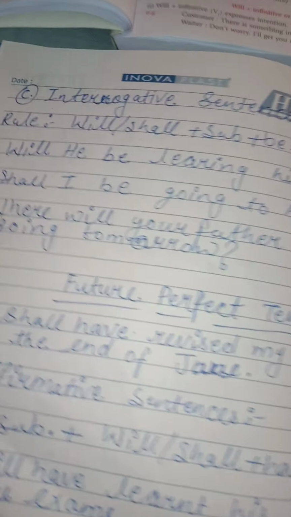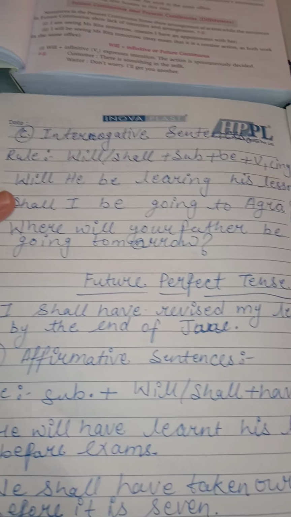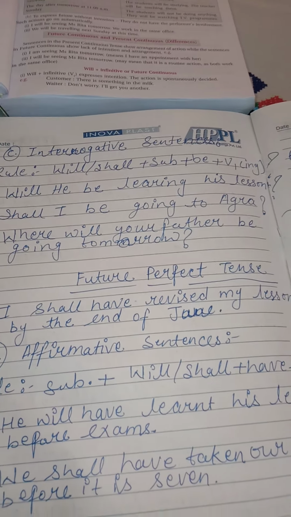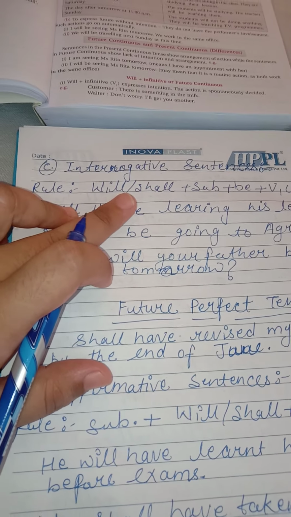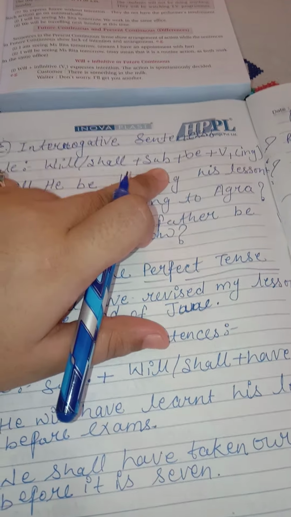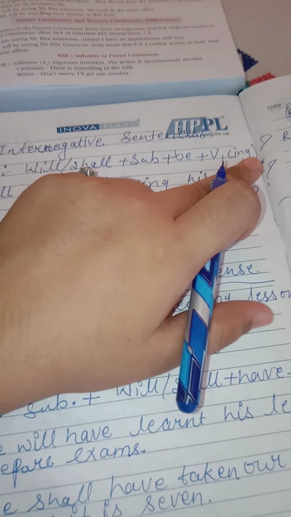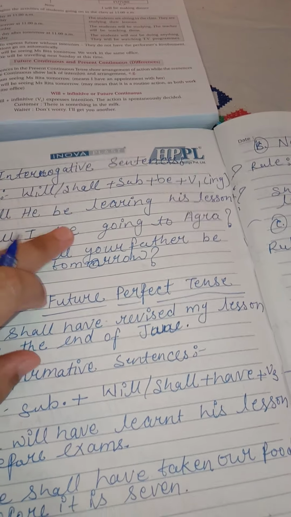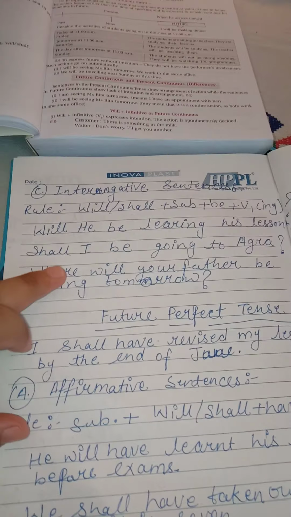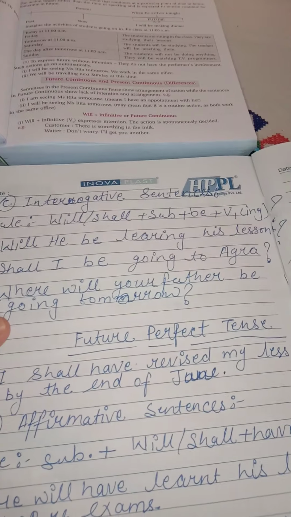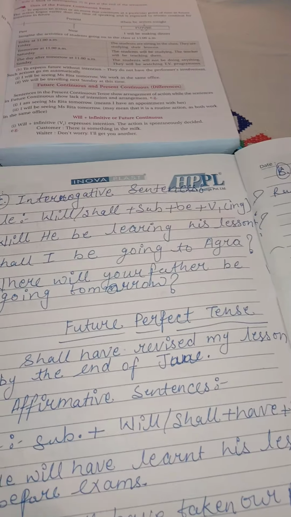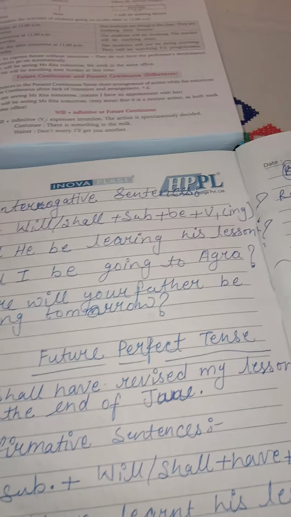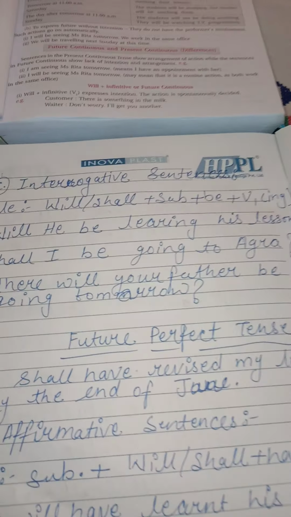So next type of sentences are interrogative sentences. Interrogative में questions पूछे जाते हैं, so इसीलिए इसे हम helping verb से शुरू करते हैं. Helping verb then subject plus be and verb की ing form. So will he be learning his lesson? Shall I be going to Agra? Okay, WH से शुरू हो रहा है, then WH, helping verb, subject plus be and then remaining portion and then question mark.